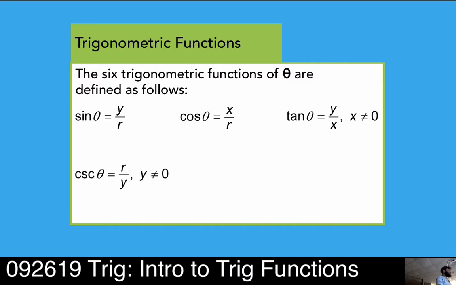There are inverse functions here. So y over r is sine, r over y is called the cosecant, and that has a place where it's undefined. Secant and cotangent are just the reciprocals of cosine and tangent. All right? So these are just some definitions that we have for the trigonometric functions. And we're gonna expand upon this here.